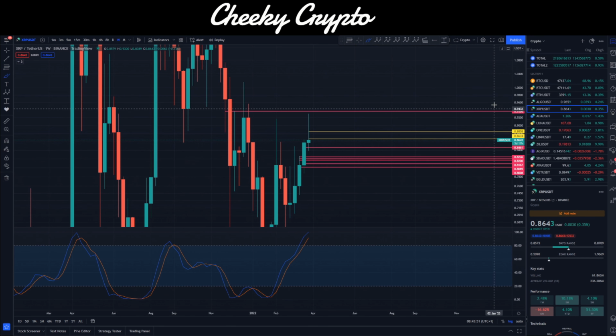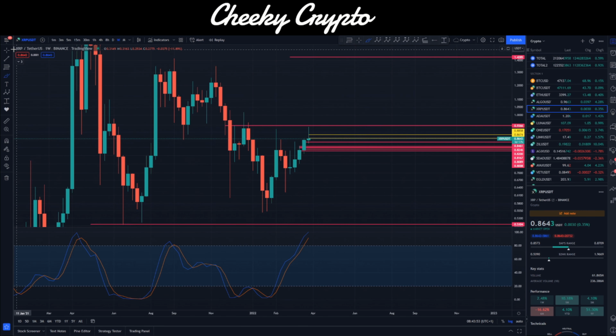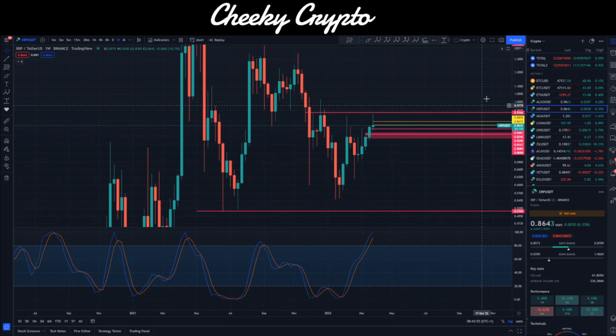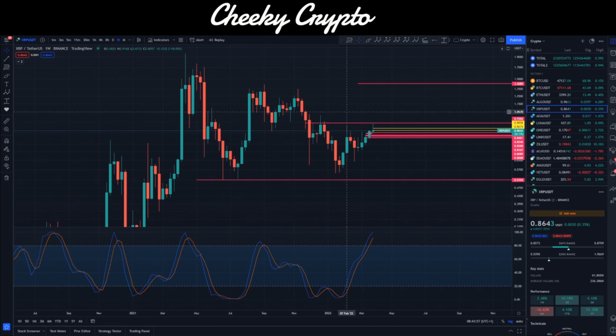Now, if I zoom out into our weekly chart, obviously we know that the price action, generally speaking, is very choppy, very corrective, there's not a huge structure here, and this is pretty much down to everything that's been going on with the SEC, the lawsuit, and Ripple, and all of that kind of stuff. Now, our weekly stochastic RSI is already overbought, so there is a correction coming here on this weekly chart.